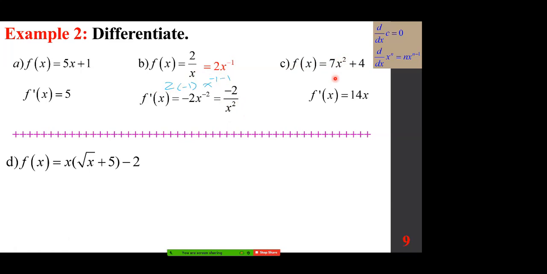How about this guy? We change square root of x to x to the power of 1/2, so we can use the power rule. x times that is x to the power of 3/2. Okay. So how do we differentiate this? 3/2 sits in front. We subtract 1 from it. So 3/2 x to the power of 1/2 plus 5.